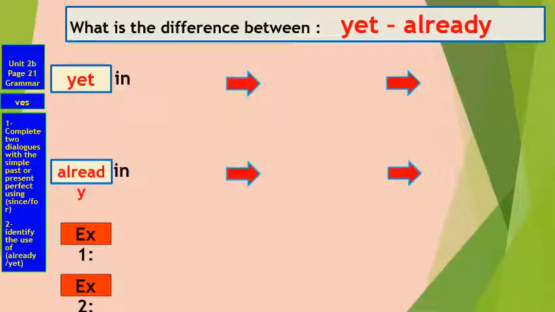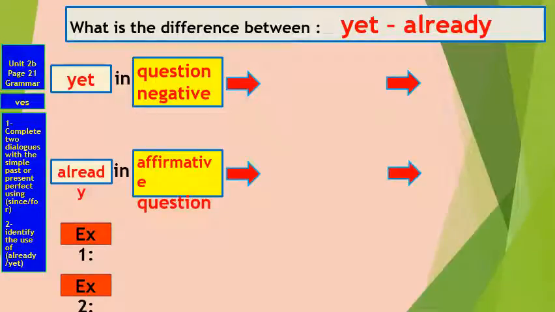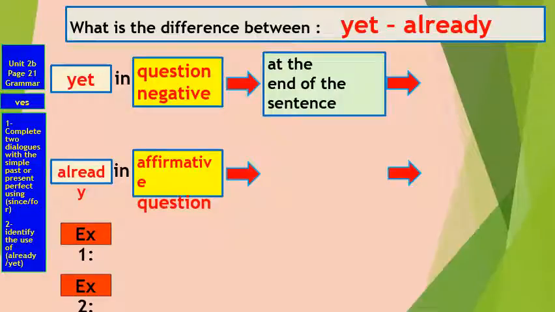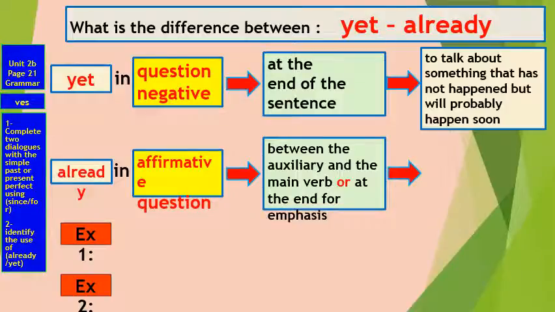What's the difference between yet and already? We use yet in questions and negatives, that's right. And already in affirmatives and questions. Now, where can I put yet? At the end of the sentence. But already, I can use between the auxiliary and the main verb or at the end for emphasis. Okay? Now let us continue.